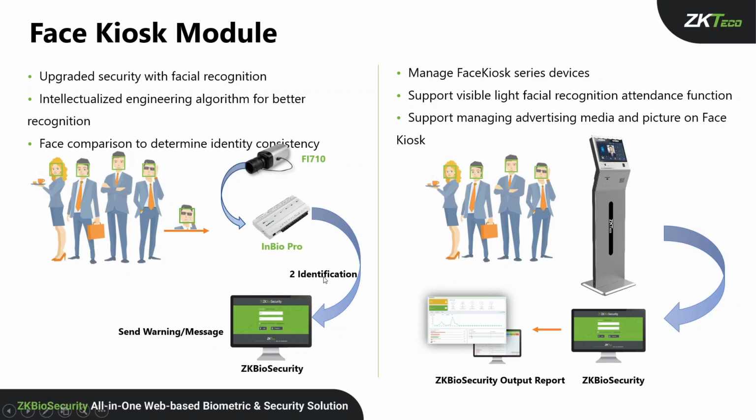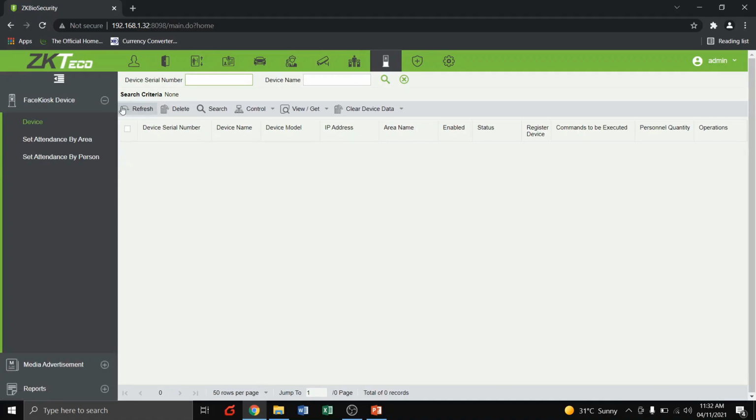Here we can see the devices, we can connect the controller to the software, then the identification sends the warning messages in ZKBioSecurity. Manage Facekiosk series devices, support visible light facial recognition attendance function, and support managing advertising media and pictures on Facekiosk. And this is the Facekiosk module.